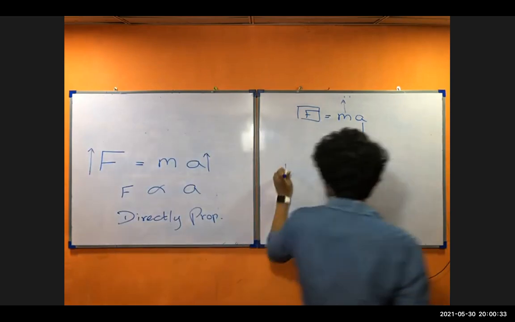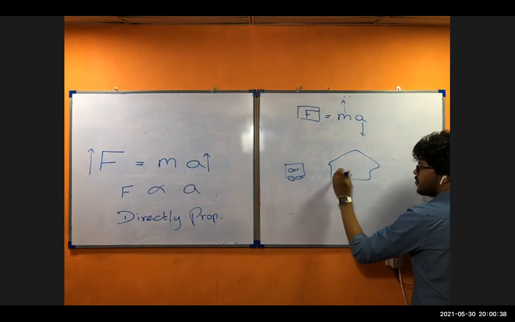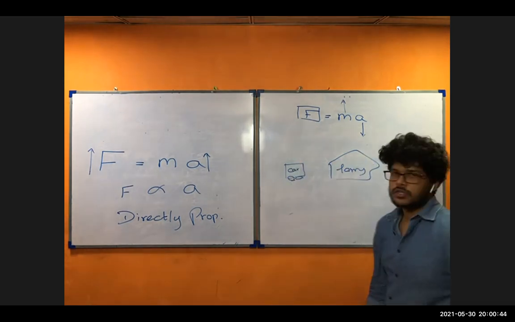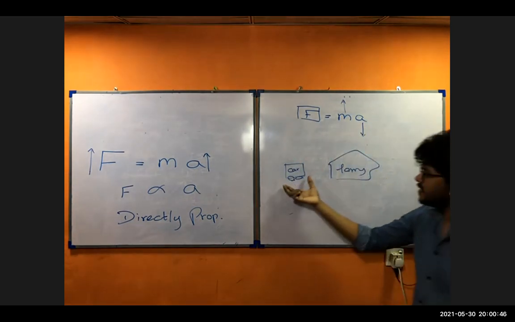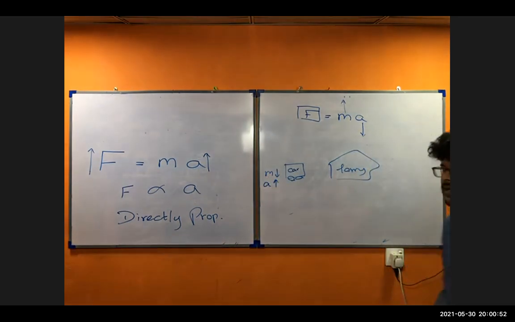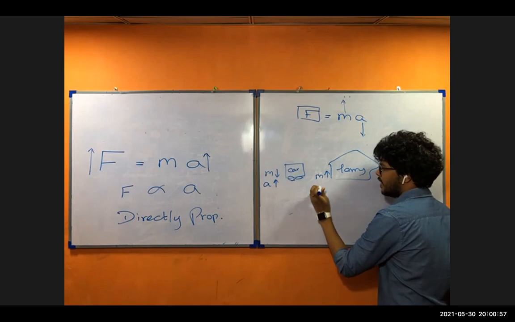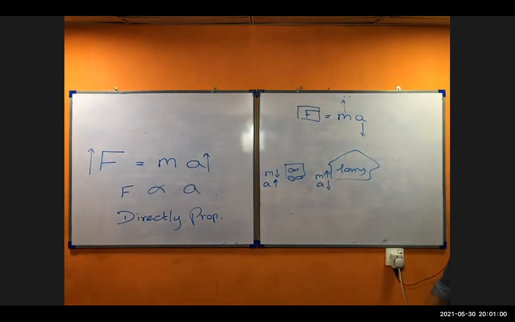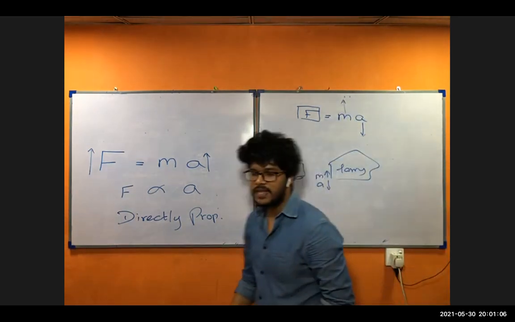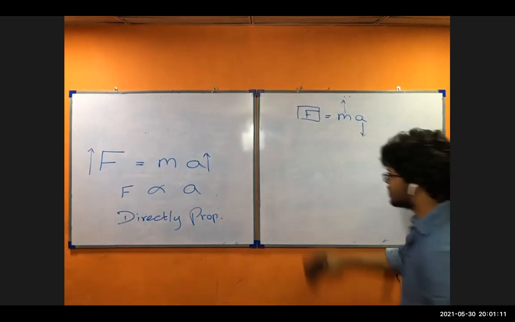So I have a car, and I have a very big lorry, like a house. I exert the same force on both of them. Since the mass of the car is less, the acceleration is going to be very high. Since the mass of the lorry is high, the acceleration is very less, right? So when one quantity is increasing, the other quantity is decreasing. In such scenarios, we call them inversely proportional.